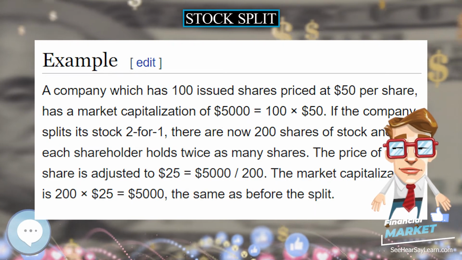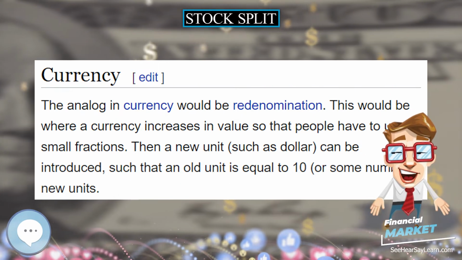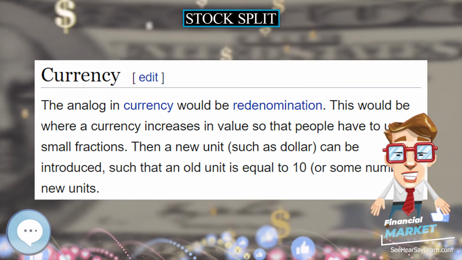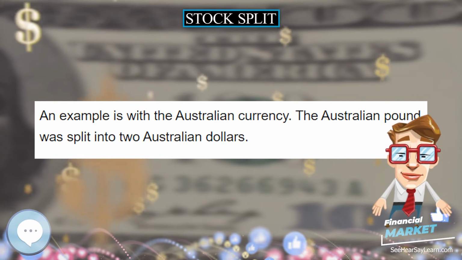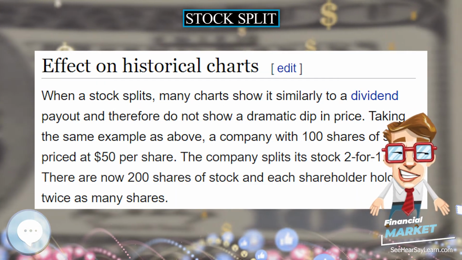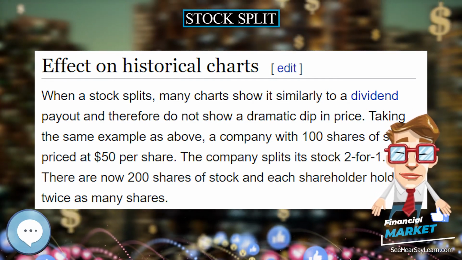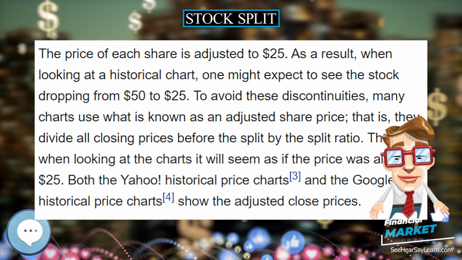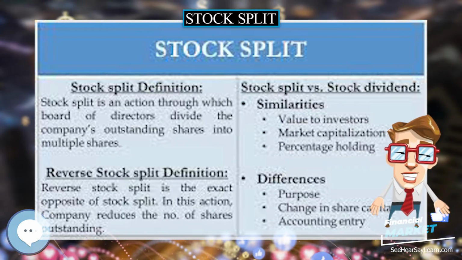Currency. The analog in currency would be redenomination. This would be where a currency increases in value so that people have to use small fractions. Then a new unit, such as dollar, can be introduced, such that an old unit is equal to 10, or some number, new units. An example is with the Australian currency. The Australian pound was split into 2 Australian dollars.